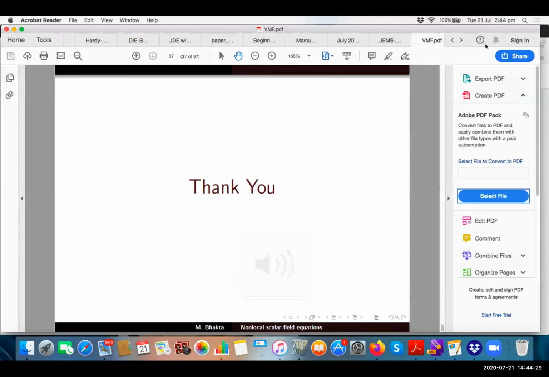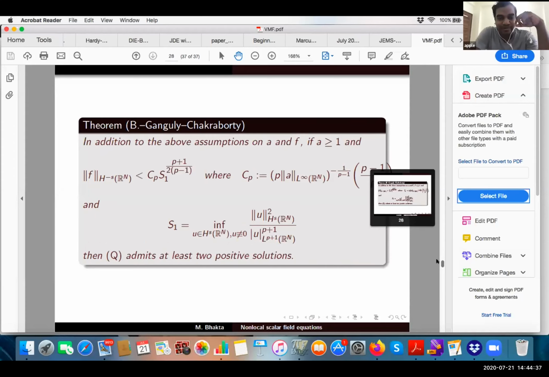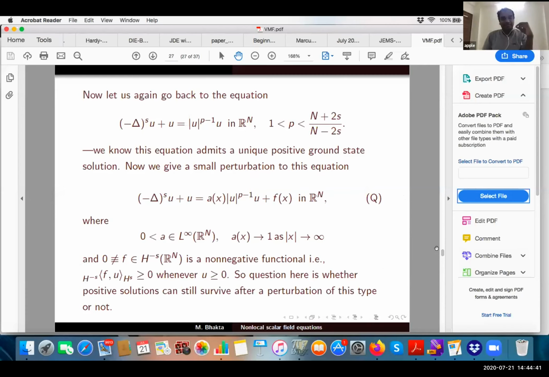Okay, I have a question actually. You are considering on the right-hand side a special kind of nonlinearity, like |u|^(p-1) u, something like that. My question is, what's the motivation behind that? Is there any kind of physical phenomenon involved there? Yes, yes.